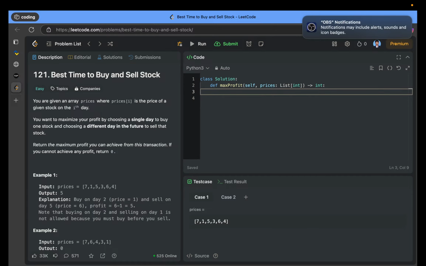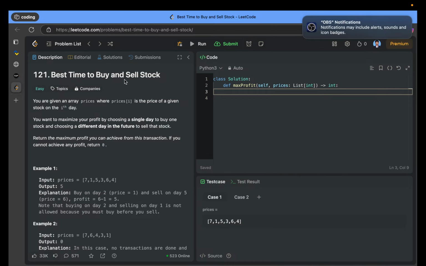Okay, let's start. Let's first read the question. Best Time to Buy and Sell Stock. You are given an array prices where prices[i] is the price of a given stock on the ith day. It is an array of the price of stock each day. Like this is day one on which the stock price is 7, and this is day two in which the price is 1, and so on. You want to maximize your profit by choosing a single day to buy one stock and choosing a different day in the future to sell the stock.